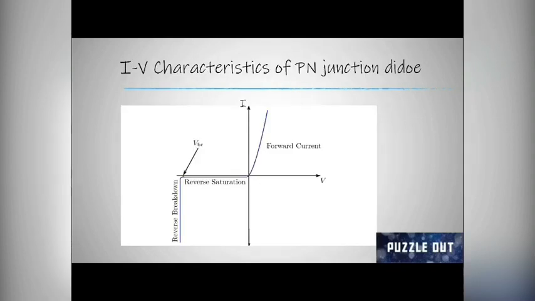In the graph, the forward current is the current that flows through the diode in the forward direction. That is the direction in which the diode does not block its flow. This forward current increases gradually with the increase in voltage. In the case of the reverse bias, the current remains unaltered with the change in voltage. After the breakdown point, it increases rapidly.